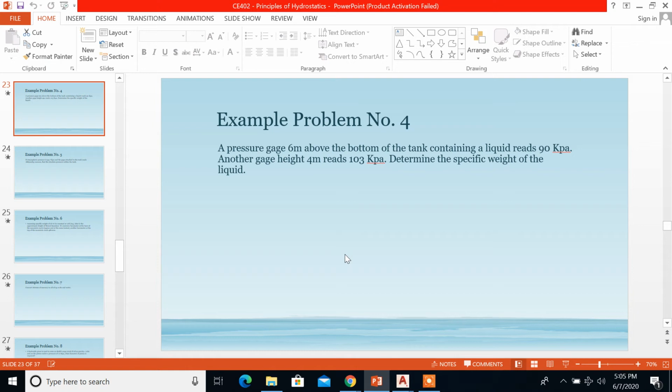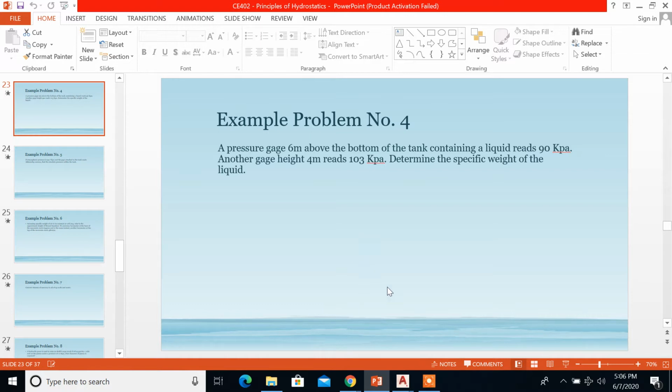So, we're back for problems 4, 5, 6, and 7. For example, problem number 4: a pressure gauge 6 meters above the bottom of the tank containing a liquid reads 90 kilopascal. Then, another gauge at a height of 4 meters reads 103 kilopascal. Determine the specific weight of the liquid.